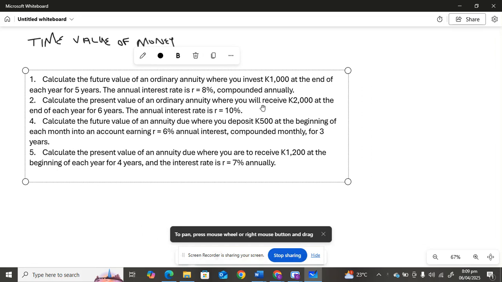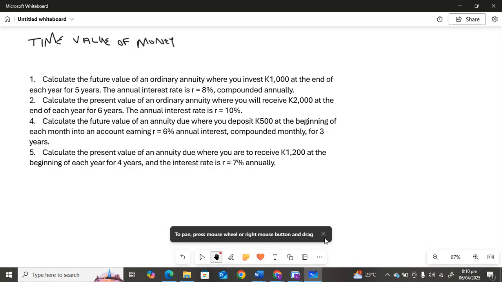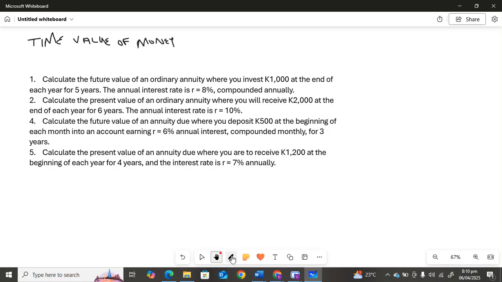Okay, so here we want to calculate the future value of an ordinary annuity, meaning you're putting money at the end of each year. Anytime you hear the time period is at the end, equate it to an ordinary annuity. So we want to calculate the future value of this annuity.